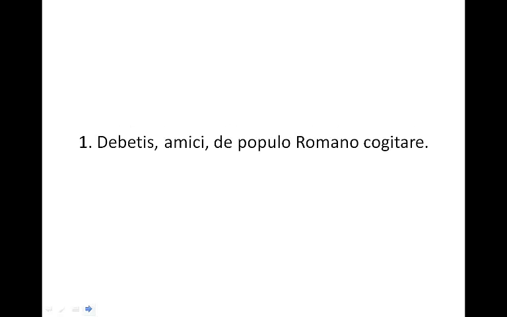Debetis amici de populo Romano cogitare. First up we have the verb, debetis. This verb is in the first chapter's vocabulary. If you don't remember what it means, go have a look at Chapter 1's vocab on page 6. The next step is to think about the ending. If you don't remember which ending this is, that is, tis, go ahead and look it up in the chart on page 4. If you're back, you know that this means y'all ought. That is, you plural ought.